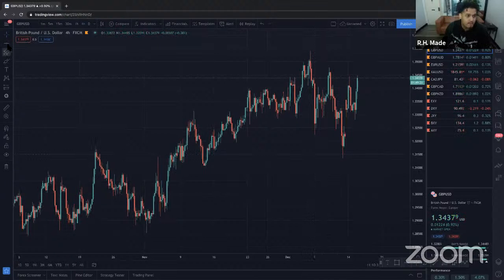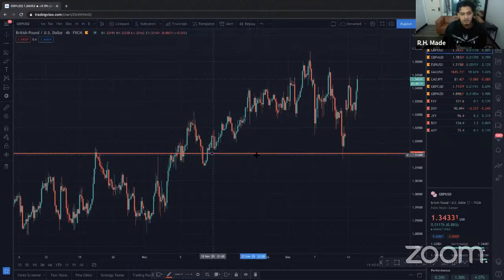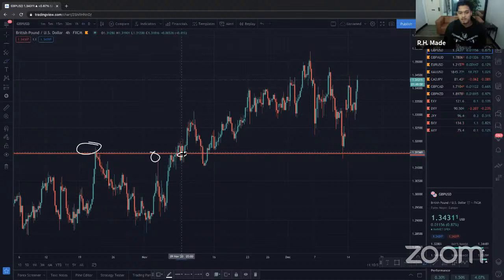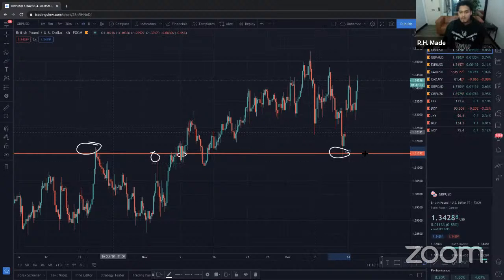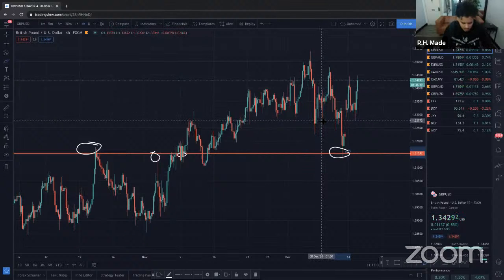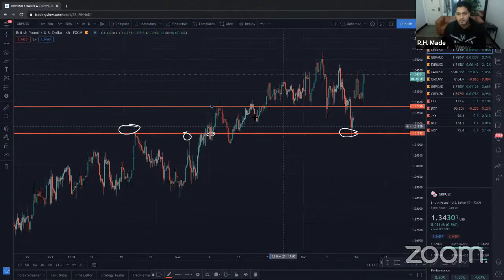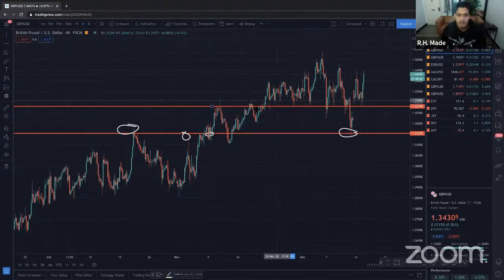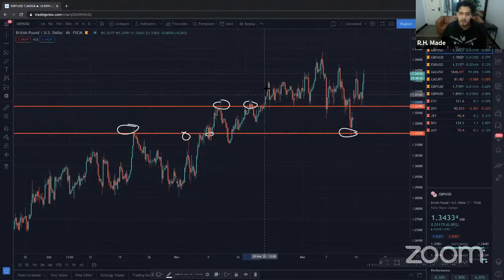So right here we have our line of support. We have rejections here, here, here, and here. And this is your line of support. Up here could also be a support. At this point in time, it was resistance. Price broke and retested, and it became support.